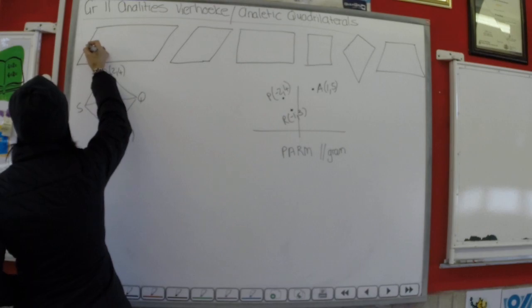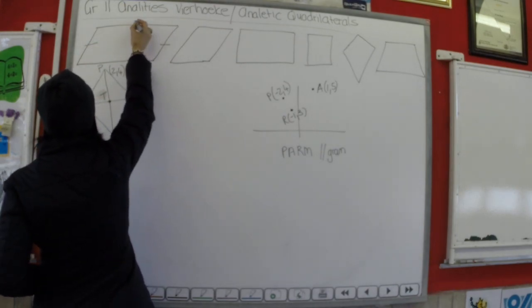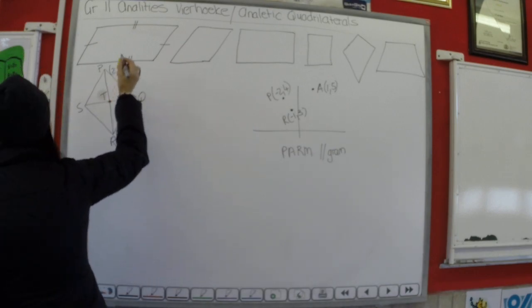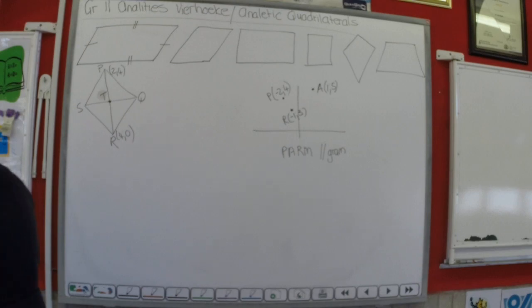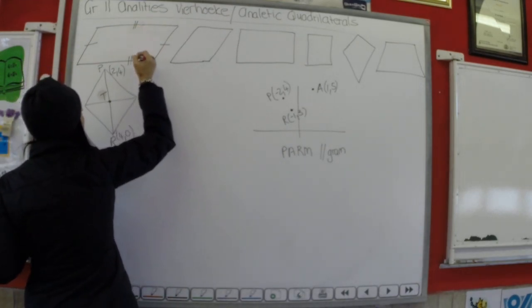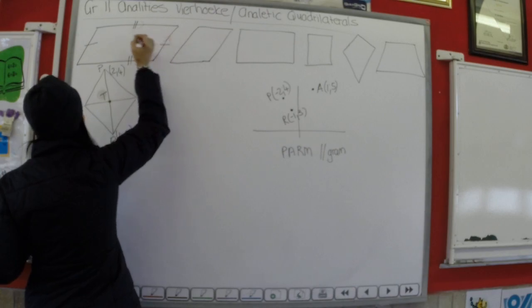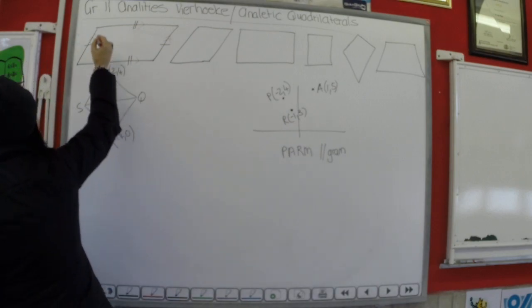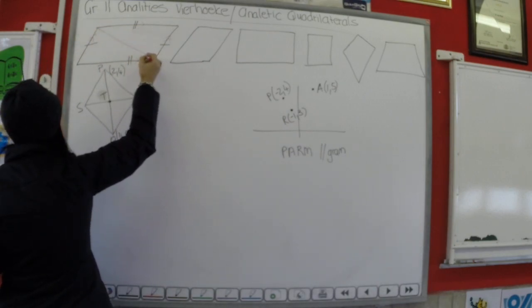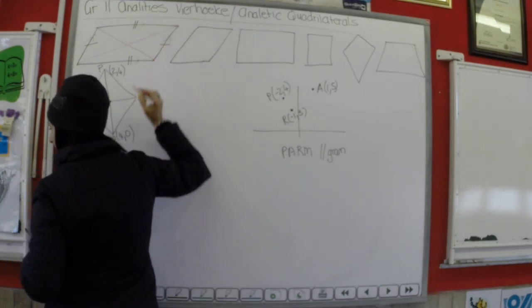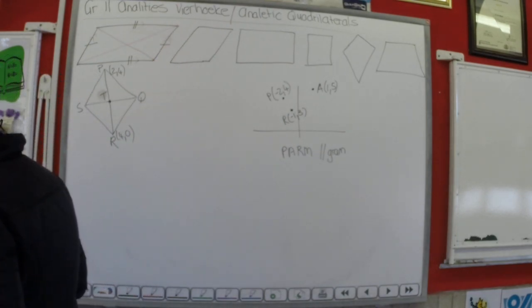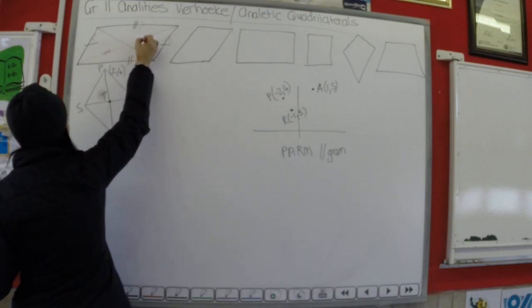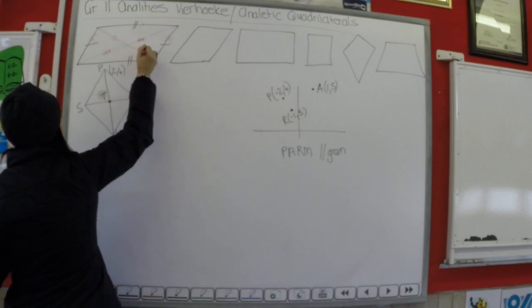Ons weet dat 'n parallelogram se oorstaande sye is gelyk. Opposite sides are equal. Dan weet ons ook dat die oorstaande sye is altyd ewenwydig. Opposite sides are also parallel to each other. That we must know very well. Dan weet ons ook dat die hoeklyne van 'n parallelogram halveer mekaar. The diagonals of a parallelogram halve each other. That piece equal to that piece. That piece is equal to that piece.